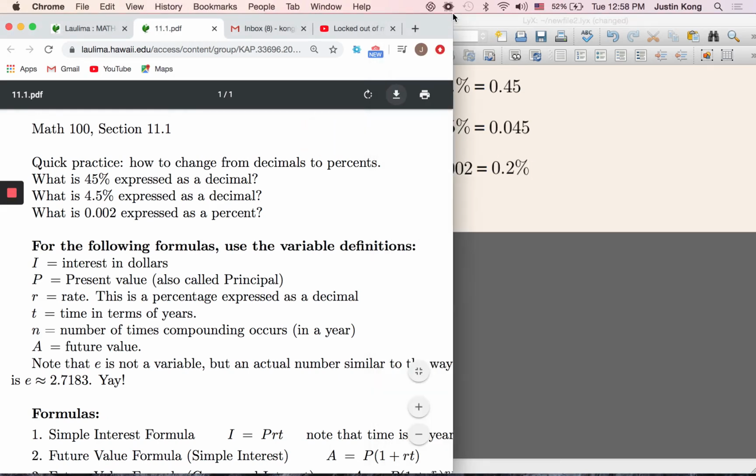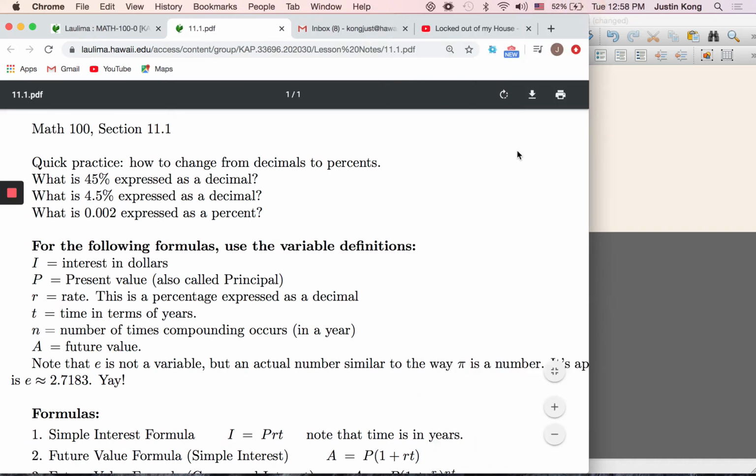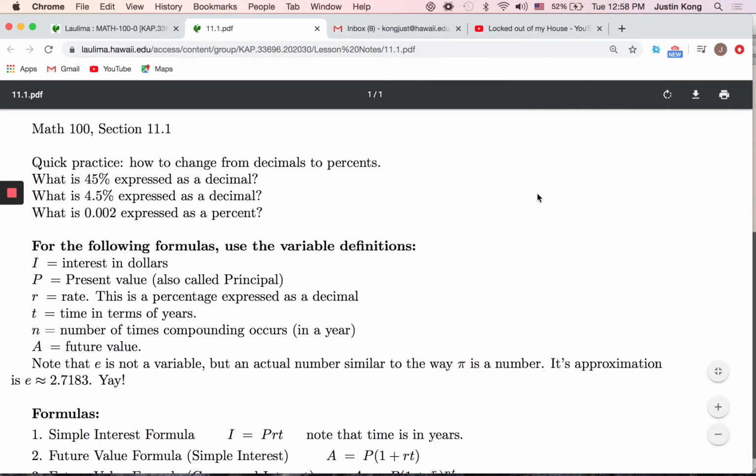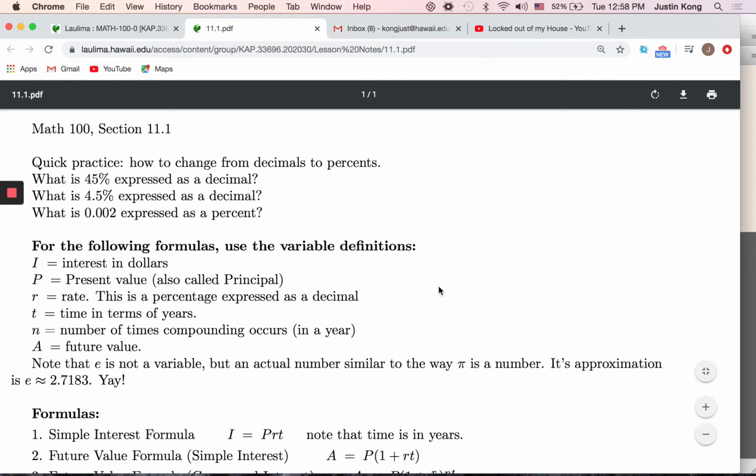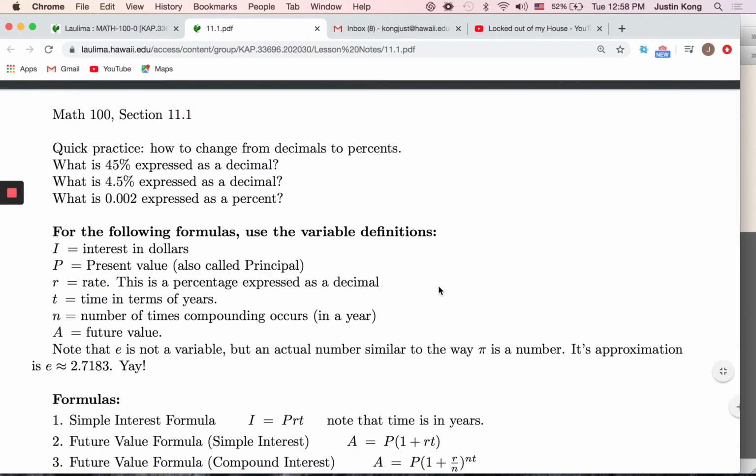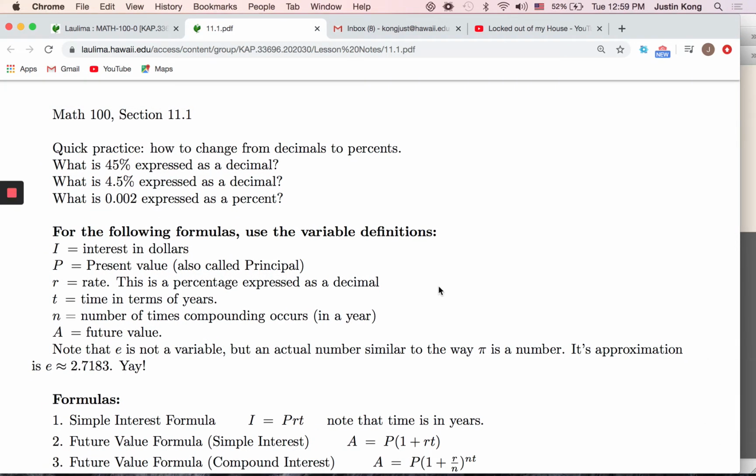All right, so what is this lesson really about? Today's lesson is about some of the basic financial formulas, in particular those that revolve around interest. But before we get started with the formulas, there are the different letters, the different variables, that I need to define for you. So first of all, I. Not surprisingly, I stands for interest. I for interest, and interest in dollars.